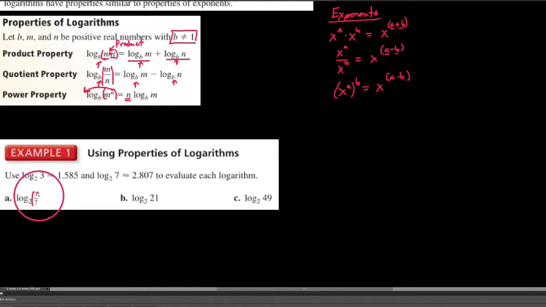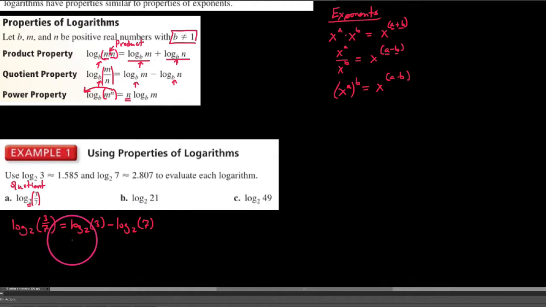Now the thing I want to recognize here is that because we have a quotient, we're taking the log of a quotient, then what we could do is rewrite this as log base b, which in this case, our b here is going to be 2 throughout. But we would say that log base 2 of 3 over 7 would be the same thing as log base 2 of our numerator quantity, so of 3, minus log base 2 of our denominator value, so 7.